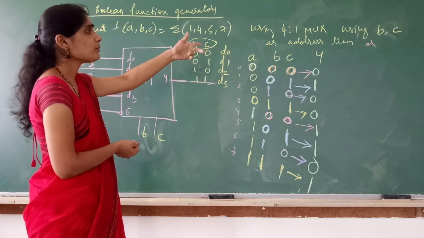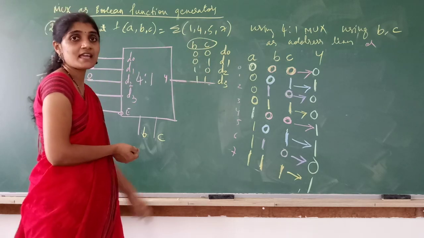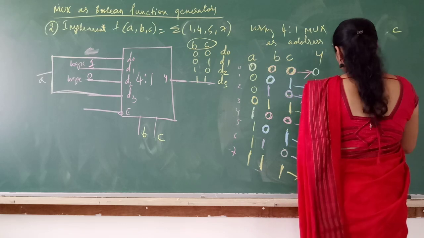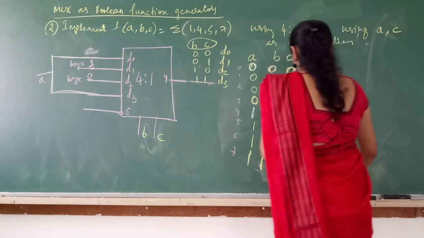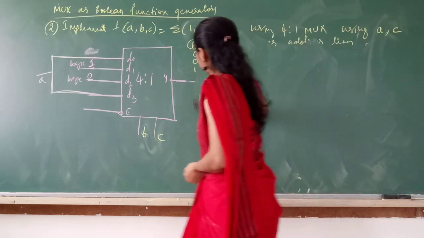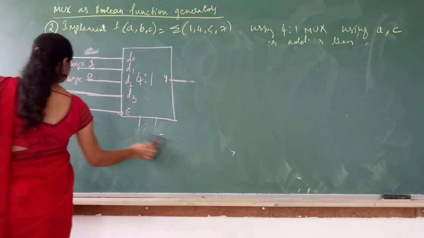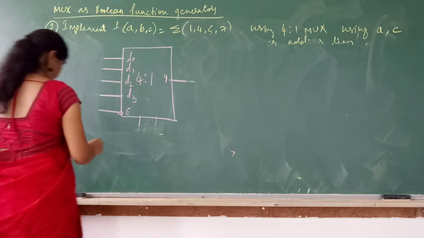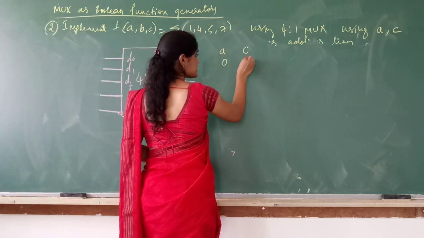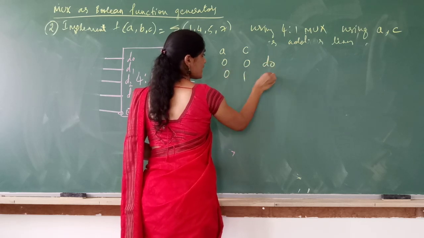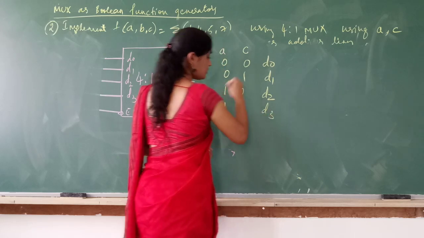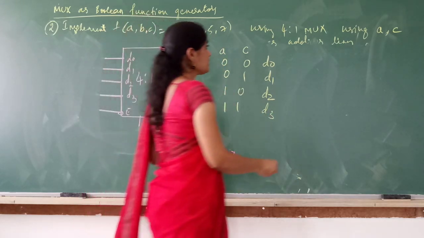Now, can we solve the problem by taking AC as address lines? Let us take AC as address lines. Okay? Let me write the truth table again. If AC are 0, 0, D naught. 0, 1, D1. 1, 0, D2. 1, 1, D3.